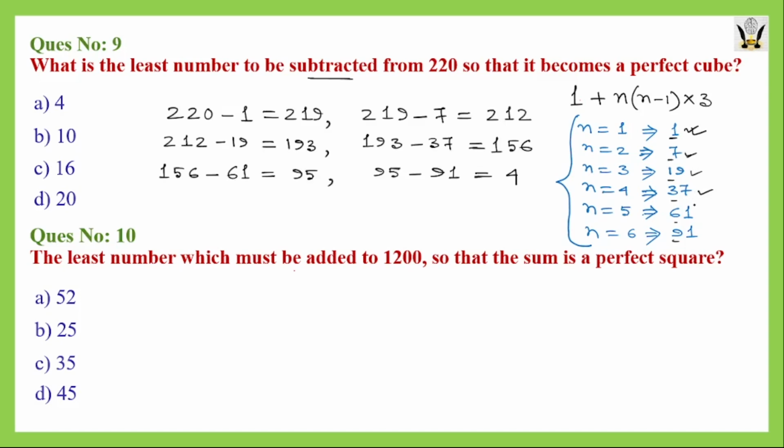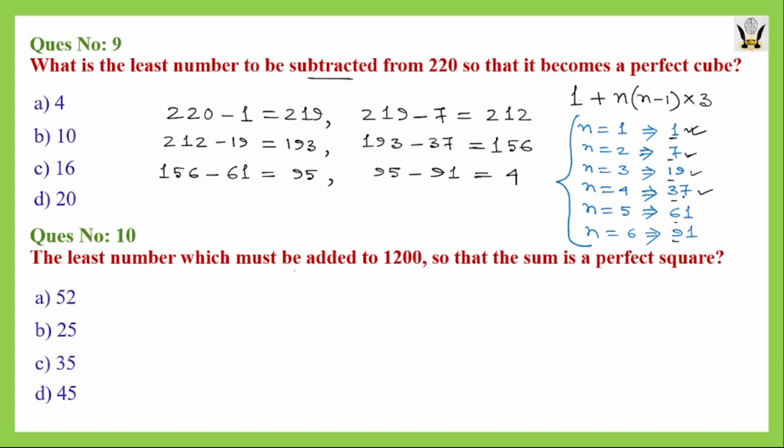And this will be our actual calculation. From 220 first we have subtracted 1, so we have obtained 219. Then from 219 we have subtracted 7, so 212. Then from 212 the next number is 19, so we are getting 193.